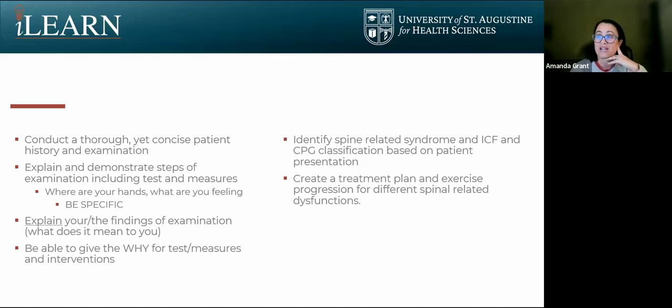Please be sure you can identify spine-related syndromes using the ICF and CPG classification based on the patient presentation. Before this session, I was on an information session with Stephen George and Jason Benechek and a bunch of other cool researchers, and they were talking about the use of the ICF model and CPGs and how it's used.